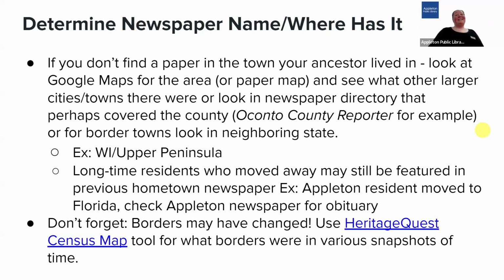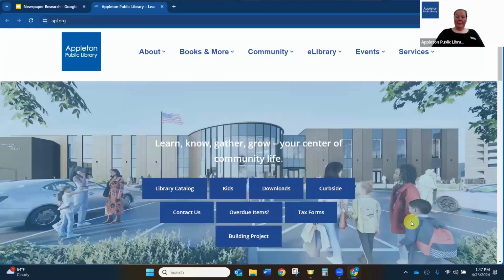And of course, don't forget, sometimes those borders have changed over time. So we've got this HeritageQuest census map tool where you can figure out what the borders were during various snapshots in time, which are the census years, every 10 years. So I'll show you quickly again how to pull that up.